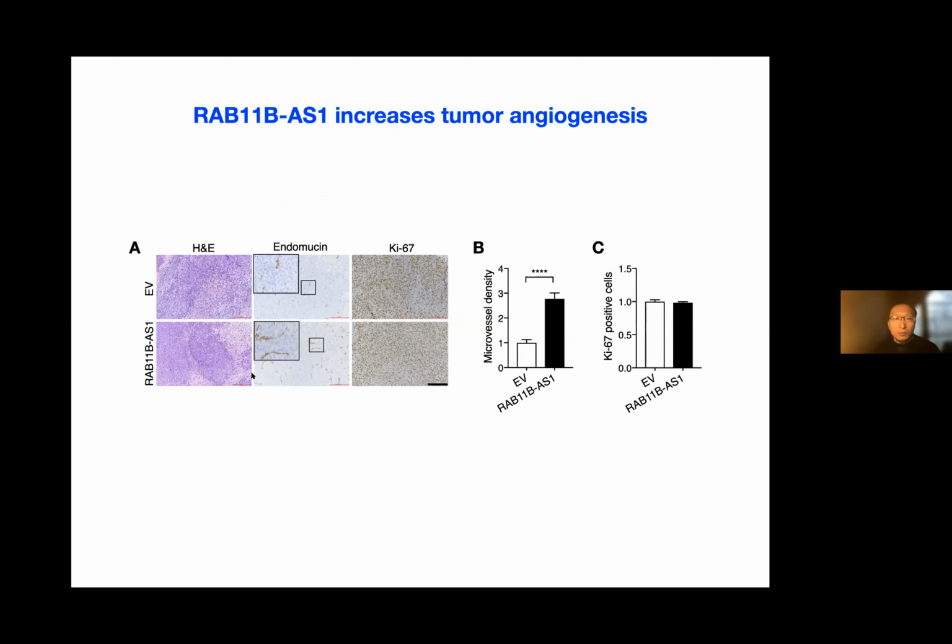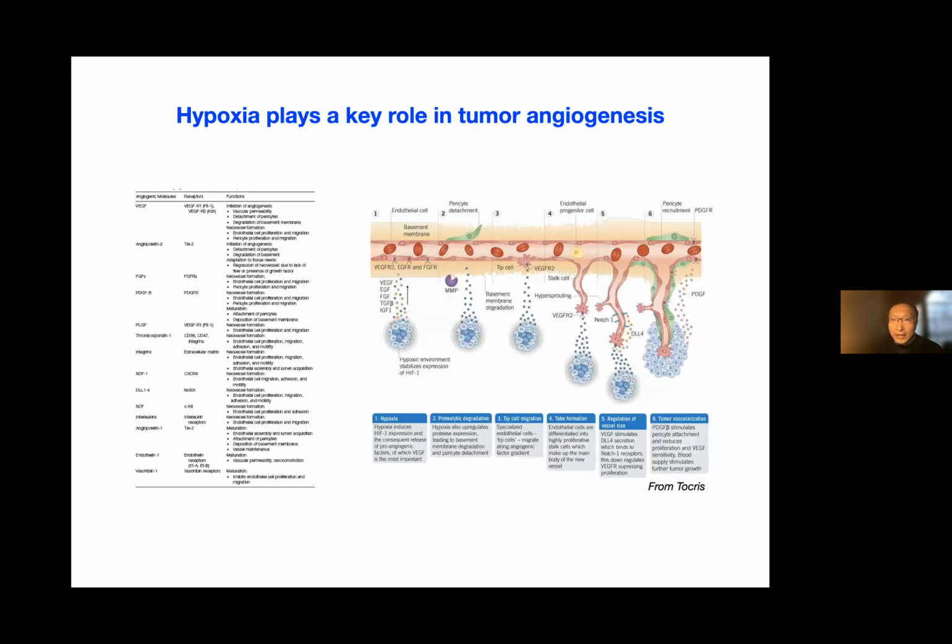And in these tumors, we found angiogenesis is increased in the RAB11B-AS1 overexpressing tumors. In contrast, Ki67 was not affected, suggesting this lncRNA has no effect on breast tumor proliferation. So we know tumor angiogenesis is linked to breast tumor metastasis. This angiogenesis is regulated by angiogenic factors, which are also controlled by hypoxia. So we wondered whether RAB11B-AS1 can control the angiogenic factors to increase tumor angiogenesis and metastasis.